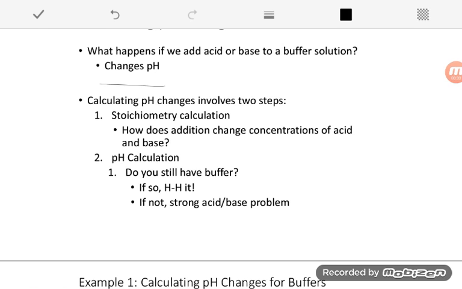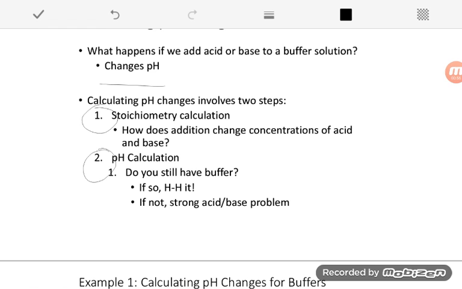However, it does change the pH when we add that additional acid or base, and we want to be able to calculate what the pH is before an addition and after an addition. So calculating a pH change involves two basic steps. First of all, we have to do a stoichiometry calculation. When we add an acid or base, it uses up some of my buffer, and I need to figure out how much it uses up.